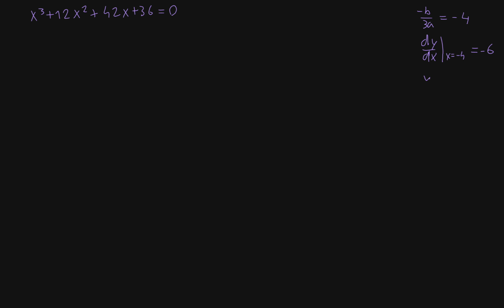And then if we check y at negative 4, this is going to be equal to negative 4. Okay. Alright, so now we can put into depressed cubic. We're going to have (x plus 4) cubed minus 6(x plus 4) minus 4 is equal to 0.